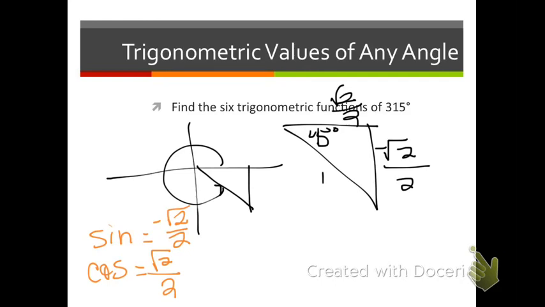Tangent is y divided by x. So that's a negative root 2 over 2 divided by positive root 2 over 2. So that's like taking a number and dividing it by itself, only with one other sign in there. So actually tangent is going to be negative 1.